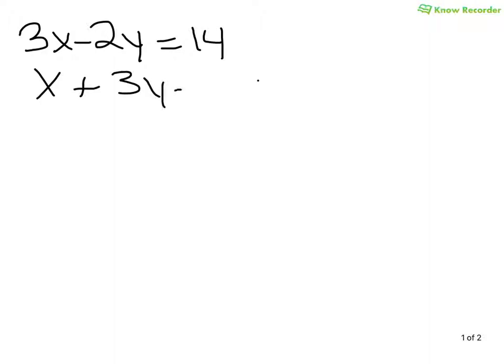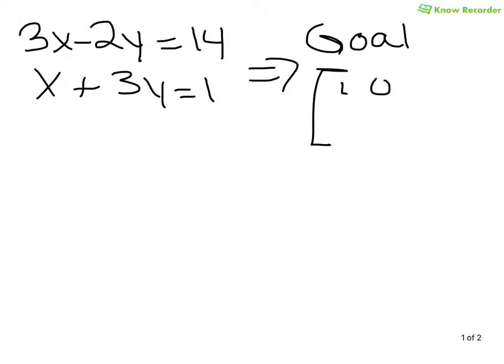Okay, so for this problem, we are going to be showing how to solve an augmented matrix using row-reduced echelon form. The two equations that we have for this problem, let me write them down, are 3x minus 2y equals 14 and x plus 3y equals 1. Basically what we want to do is get this into row-reduced echelon form. So our end goal is going to be to get it into a form that looks like this.